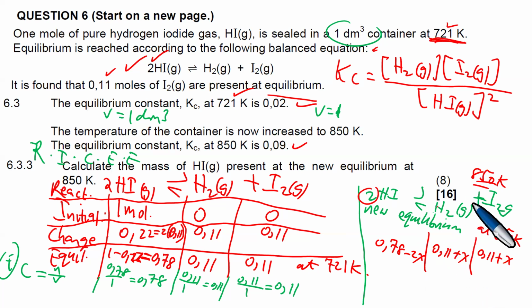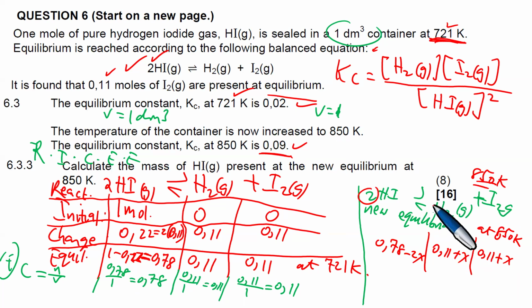Yes, because the Kc is now higher. How is it higher? Because 0.09, before it was 0.02. So it means the concentrations of the products on the right would increase. What were they? There was 0.11 of the products, and then 0.78, the concentration of the reactant here. But the products are going to be higher because the Kc became higher. So we say plus x, plus x.